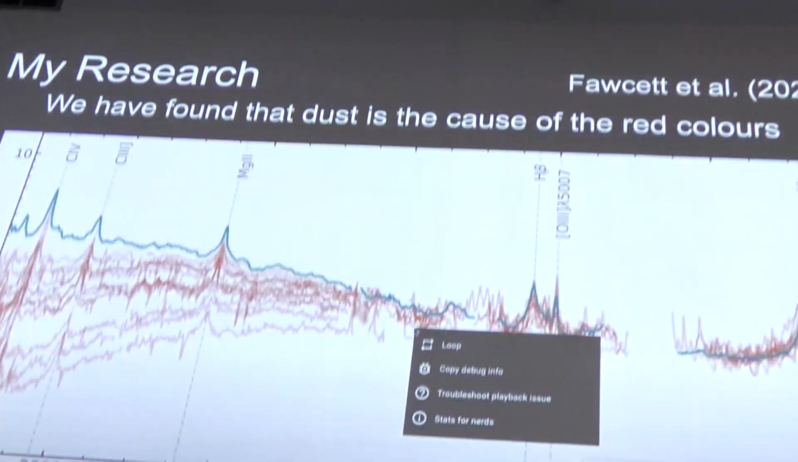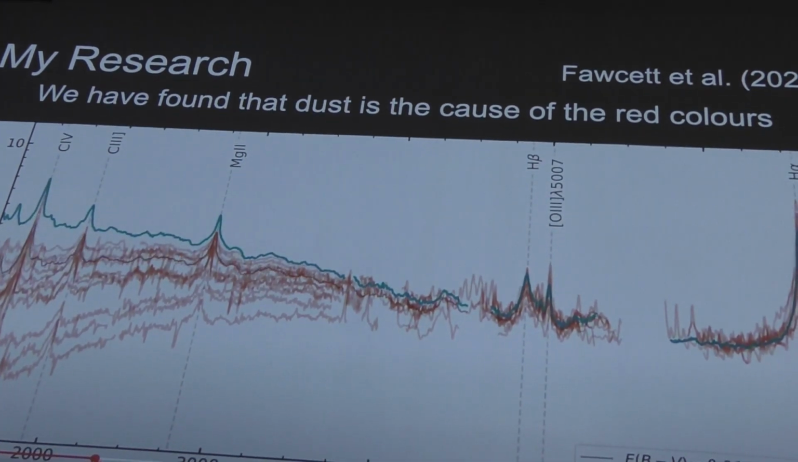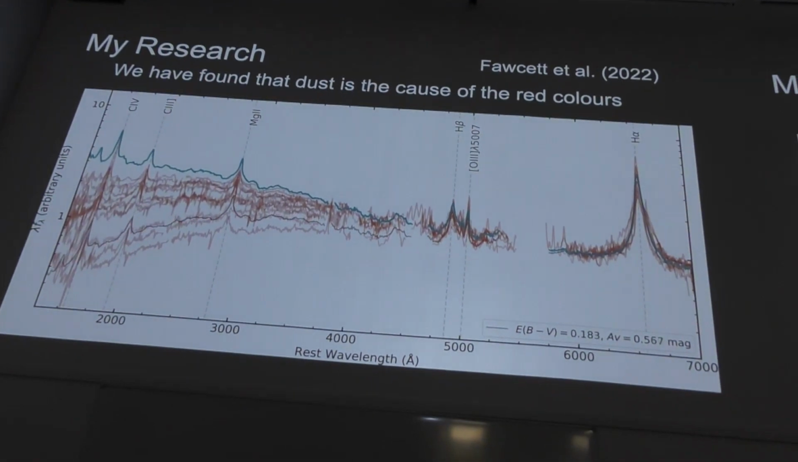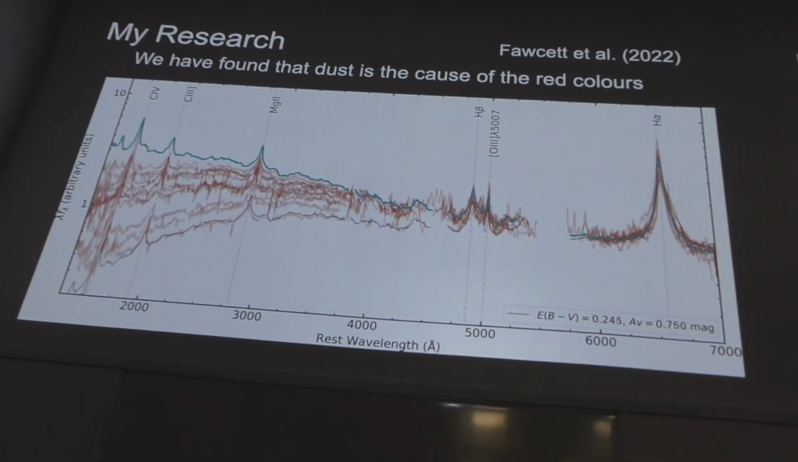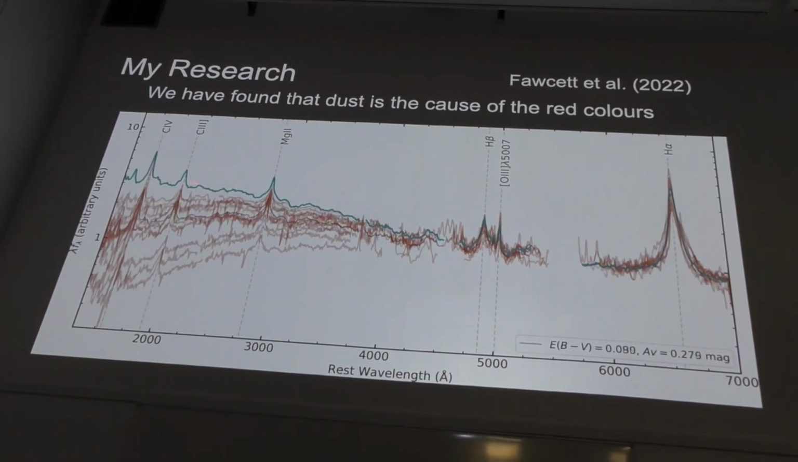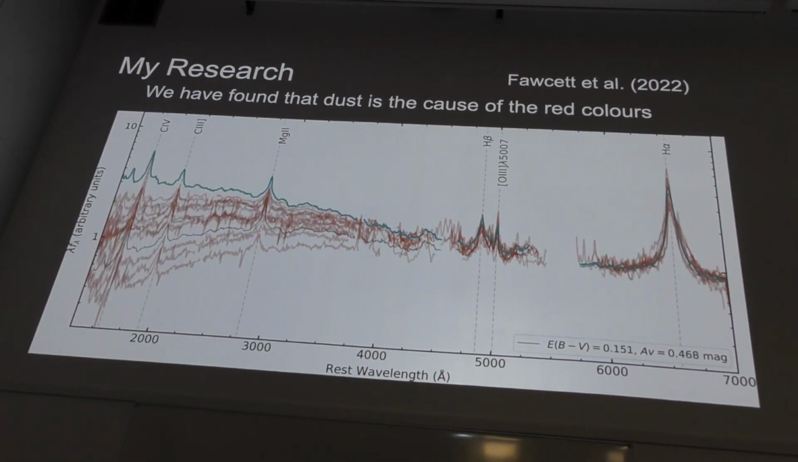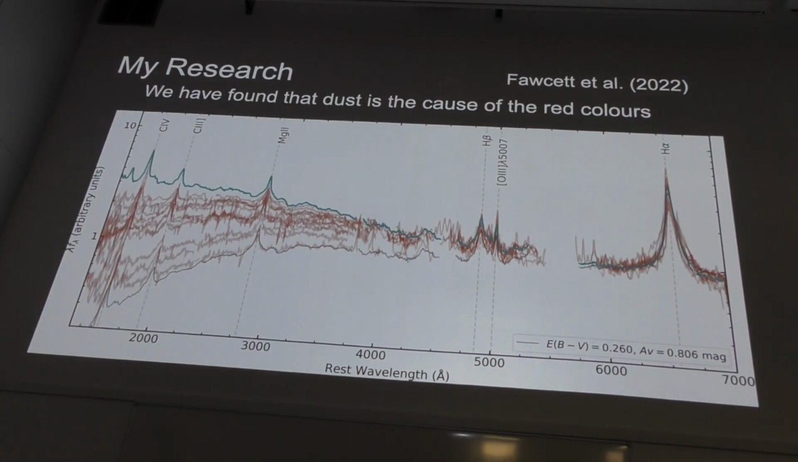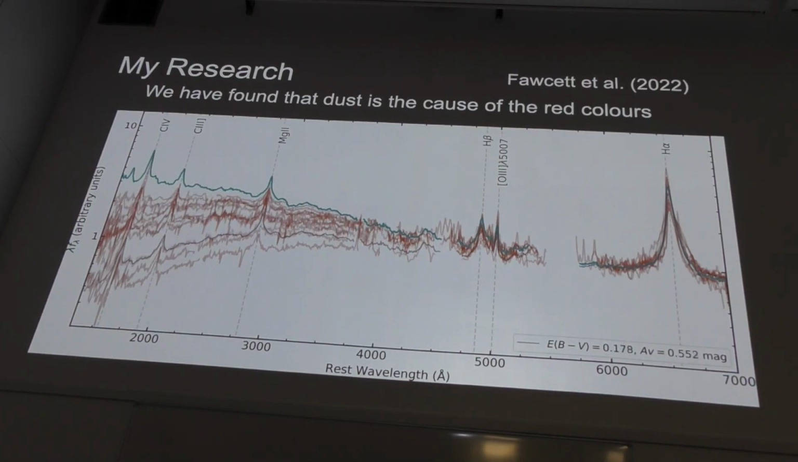First of all, I use some spectroscopy, because I love spectroscopy, and I find that the red colours in red quasars are indeed due to dust. I show this by, in the blue, this is a blue quasar, and this grey line is just a model where I've added increasing amounts of dust to this blue quasar, and I just see what happens to the spectrum.